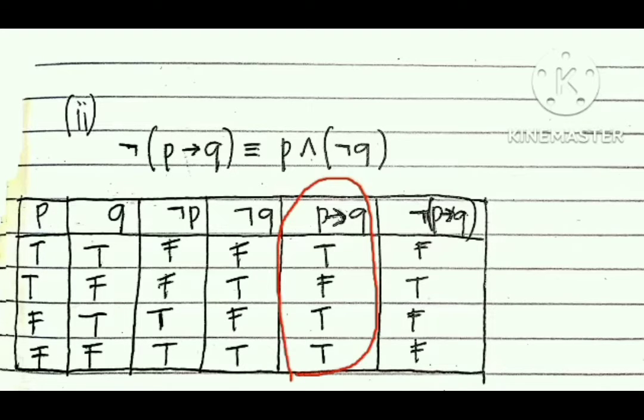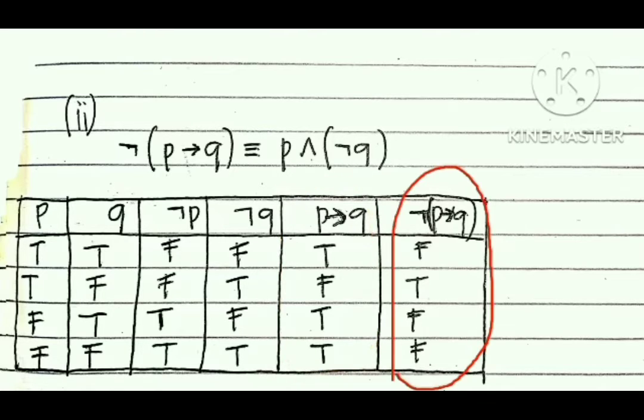In the fifth column, the P implies Q. If P and Q are both true, then it is true. If P and Q are both false, then it is also true. If P is false and Q is true, then it is true. If P is true and Q is false, then it is false.